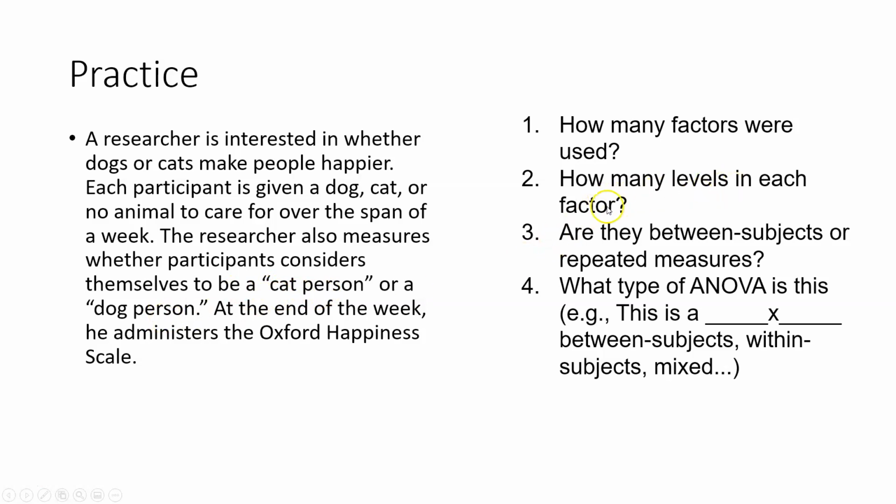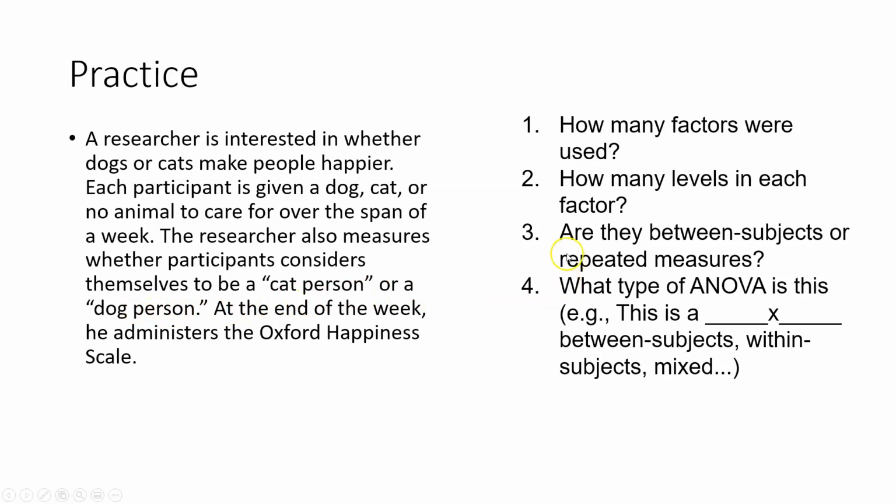Those are the 2 independent variables. How many levels are in each of those factors? Well, in the first factor, you see that people were given either a dog, a cat, or no animal. So that's 3 levels, 3 different kinds of things. Then, in the other independent variable, we asked each person to say whether they were a cat person or a dog person. That's 2 levels.